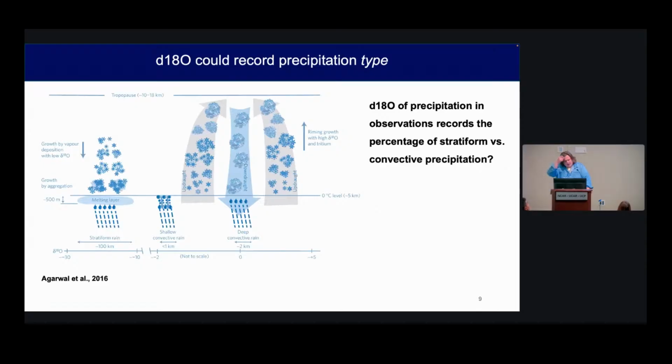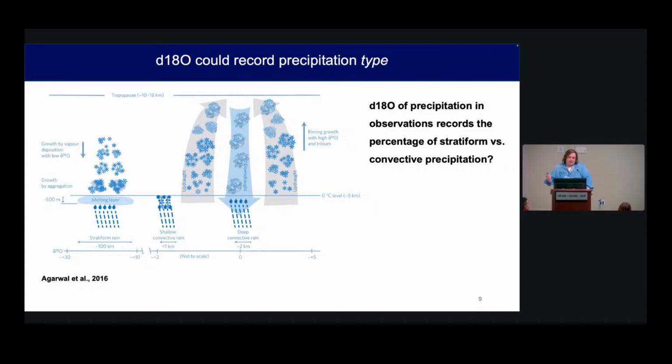Some more recent work based on observations in the tropics has indicated that rather than purely the amount of rain, what stable isotopes in precipitation are actually tracking is the type of rain you're seeing. There's a difference between large-scale or stratiform rainfall, which doesn't involve a lot of vertical motion in the upper atmosphere, and convective rainfall, where there's a lot of motion, which has a fractionation signal. And so you end up saying that our isotope records are tracking the percent or fraction of stratiform versus convective rain you see.